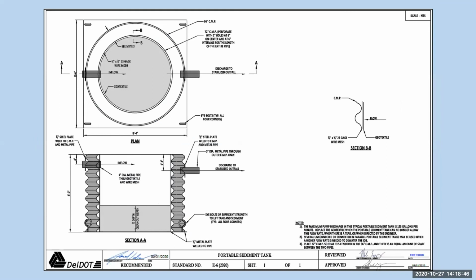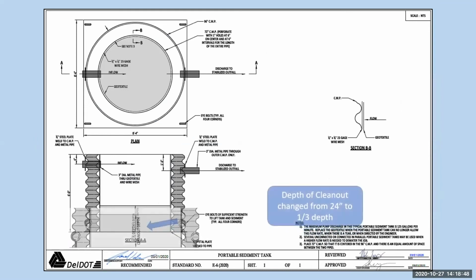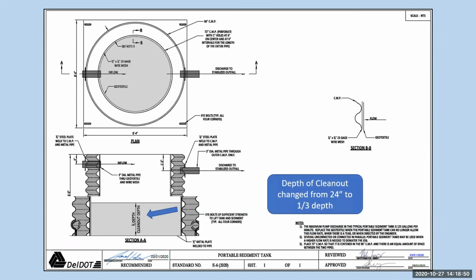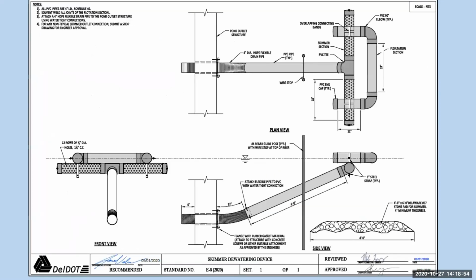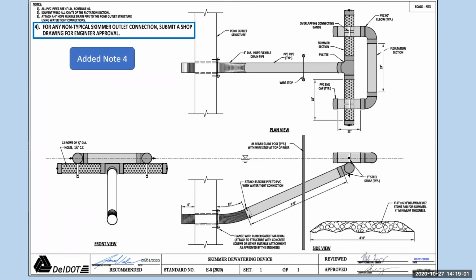Here's the portable sediment tank detail. So some things added to here. The depth of the clean out changed from 24 inches to 1/3 of the depth. For the skimmer dewatering device, added note 4: for any non-typical skimmer outlet connection, submit a shop drawing for engineer approval.